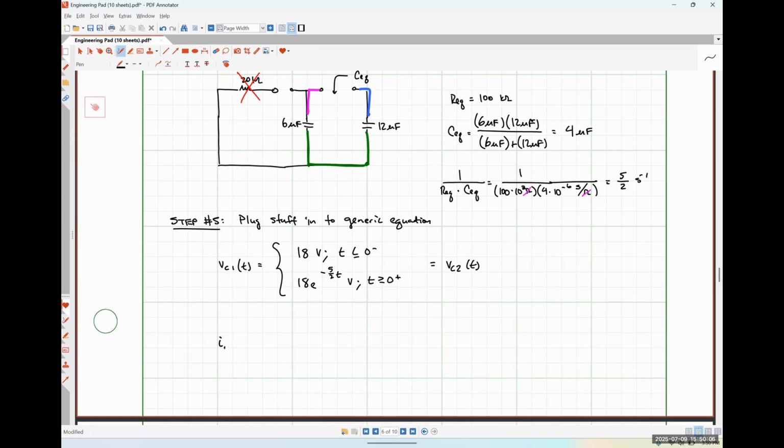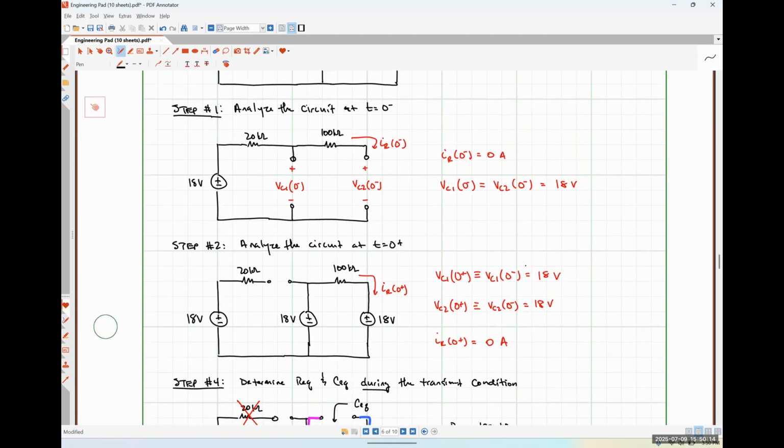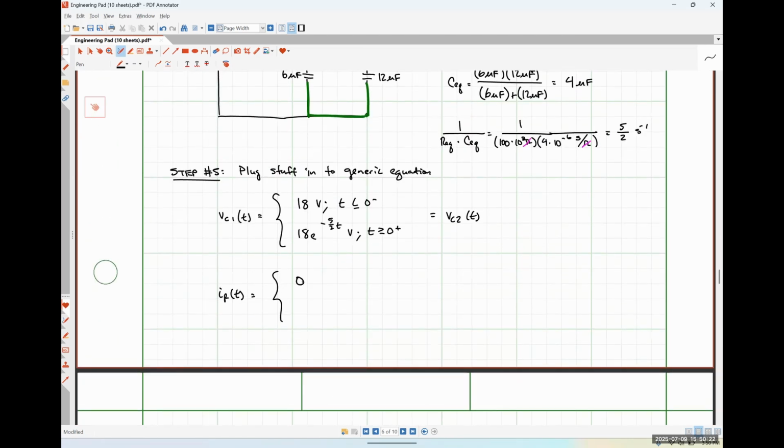For IR, let's see here. What do we have going on at 0 minus? 0 amps. And it was 0 at 0 plus as well. So that's going to look like 0 amps for T less than or equal to 0 minus, and it'll be 0 e to the minus 5 halves T amps for T greater than or equal to 0 plus, which is literally just 0 amps for all T.